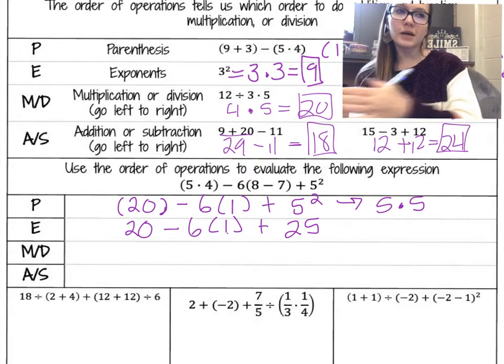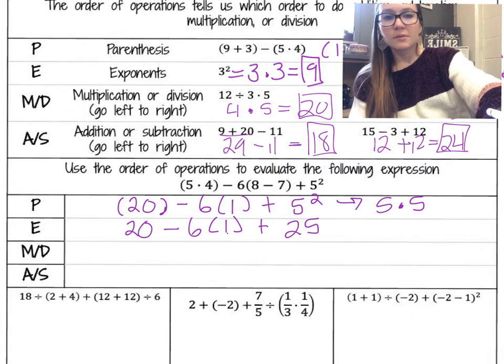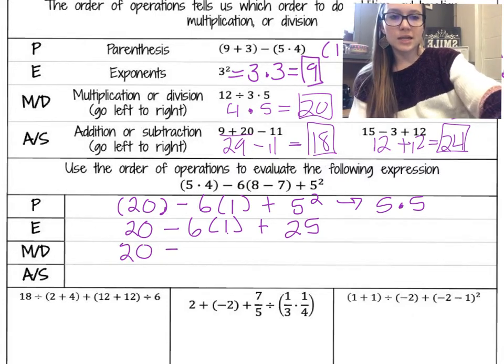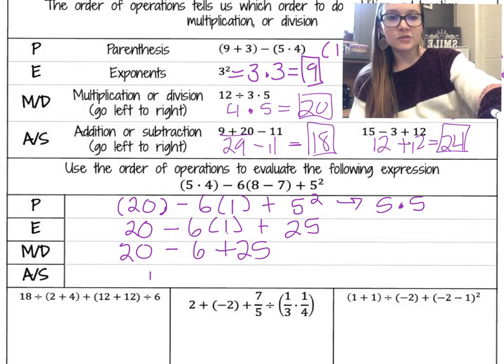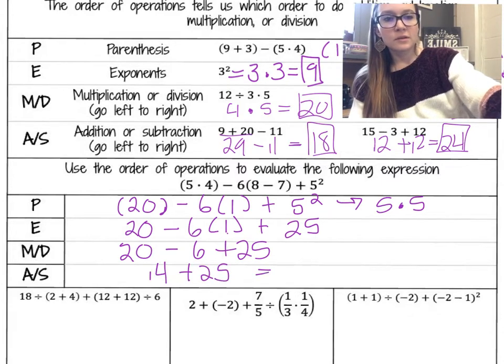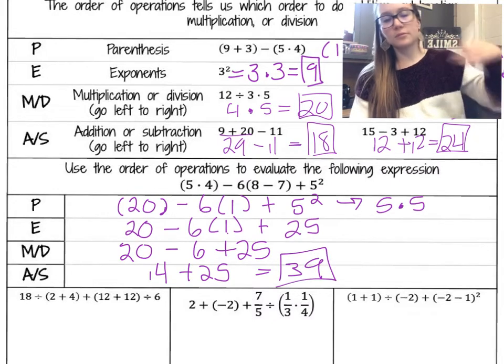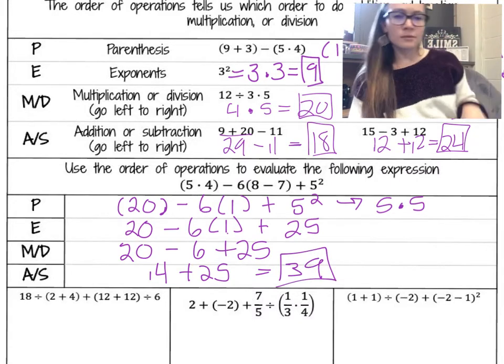Then we're going to multiply left to right. I'm not multiplying 20. Minus 6 times 1 is 6. Plus 25. Now I'm going to add or subtract left to right. 20 minus 6 is 14. Plus 25 is 39. Whew, shake it out. Shake, shake, shake. That's a lot of writing.